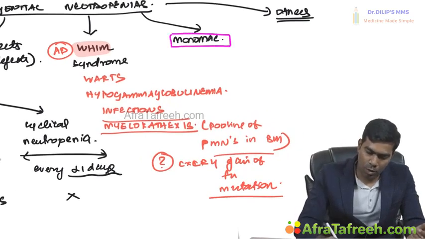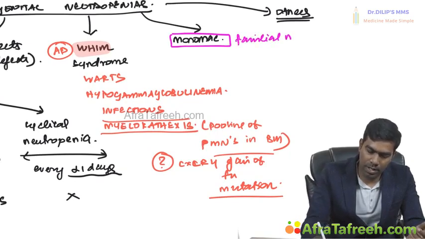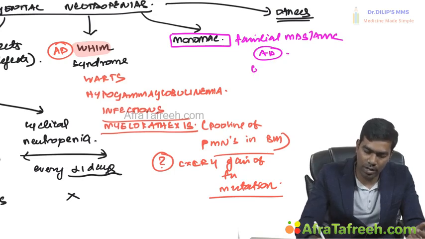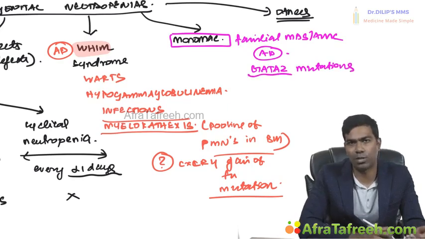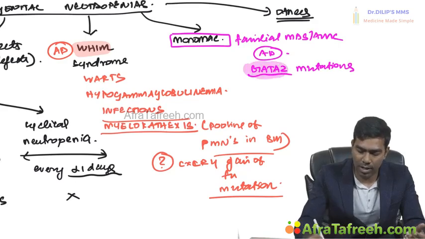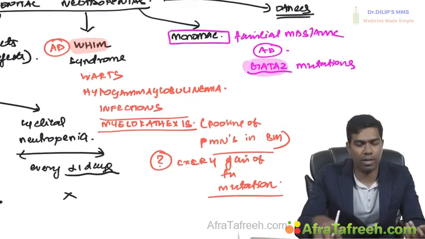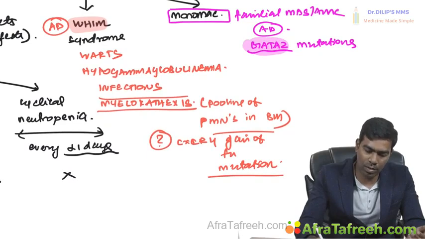And you have something called Monomac syndrome. This is also referred to as familial MDS and AML, which is again an autosomal dominant disorder, and again it is due to inactivating mutations of the GATA2 transcription factor. Loss of function mutations of GATA2. GATA2 is a very important transcription factor which we discussed in the basics of hematology itself.